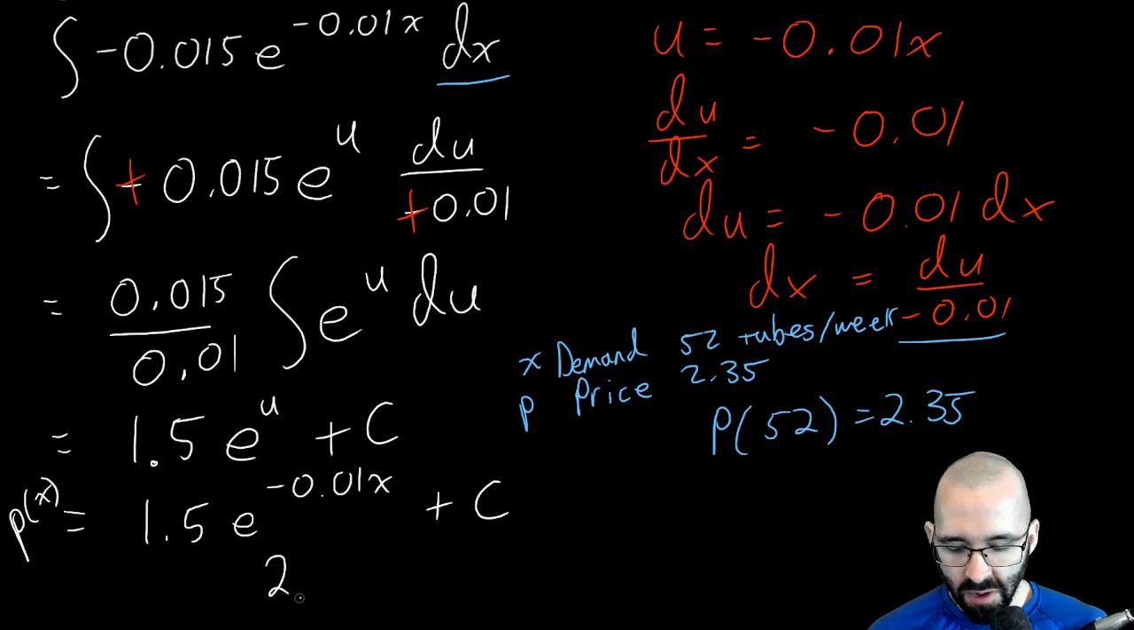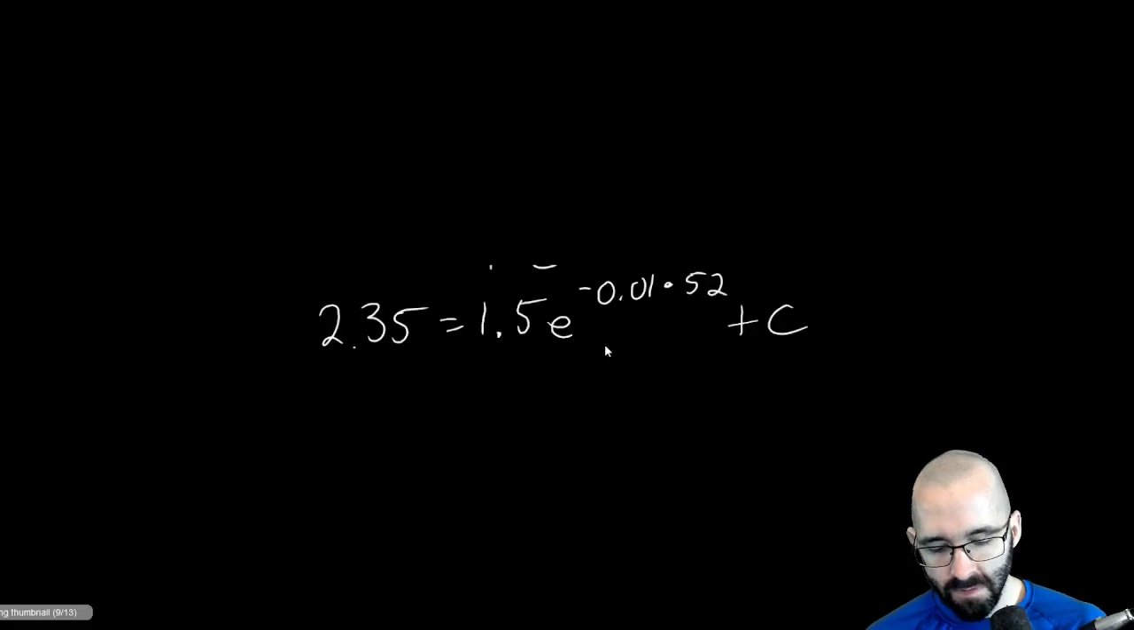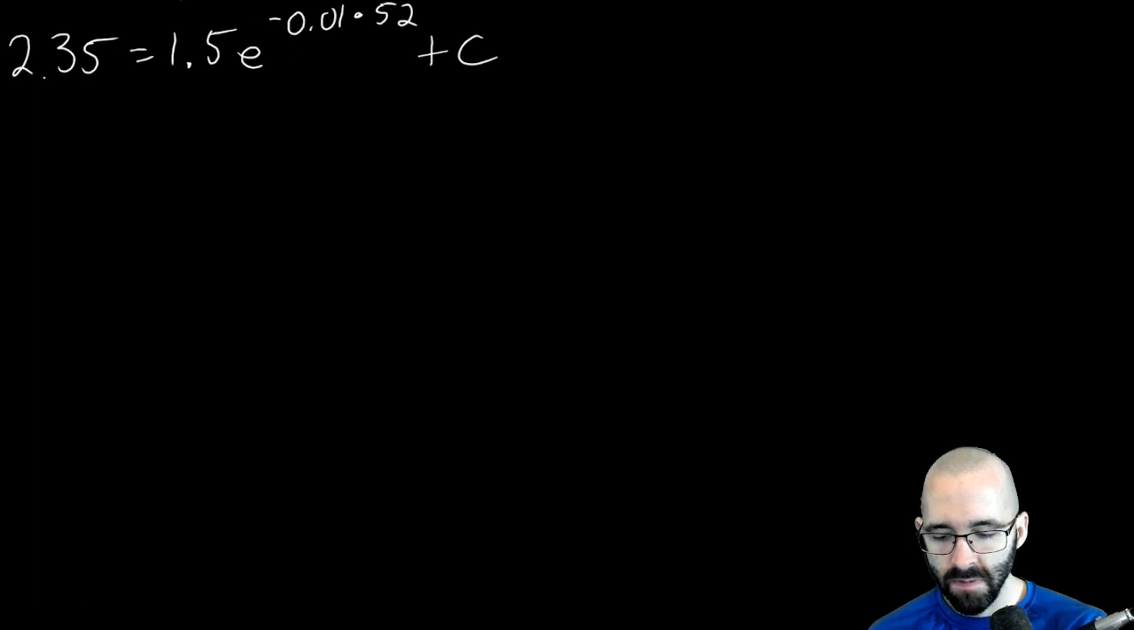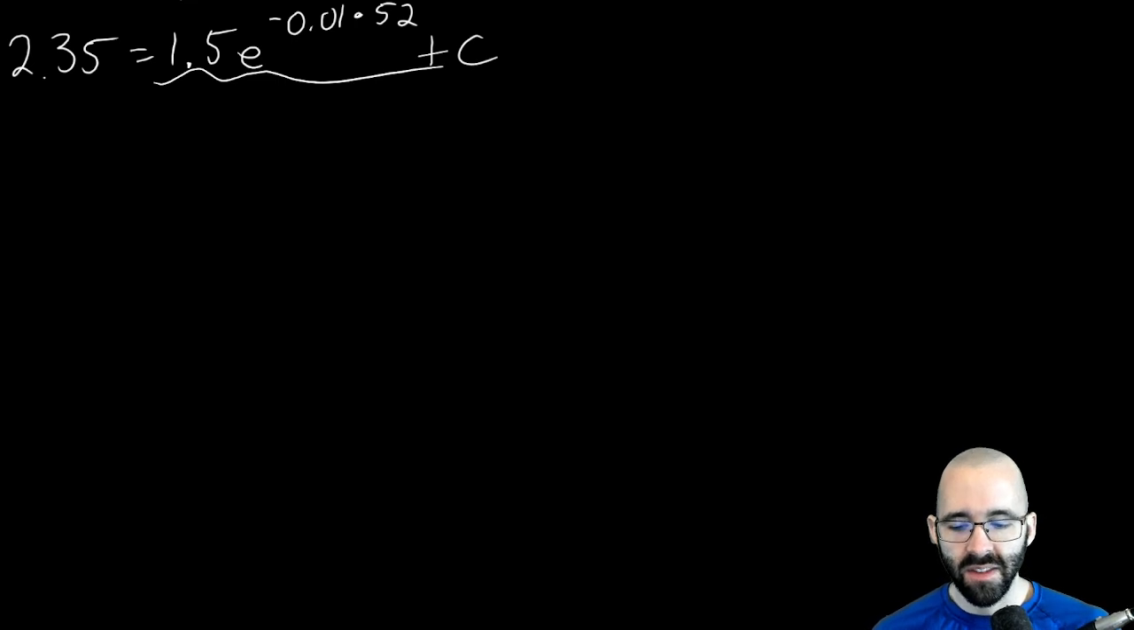So if we do that, we get 2.35 equals 1.5 e to the negative 0.01 times x, which in this case is 52, plus C. Solve for C. You have to be very careful. Actually, no, you don't have to be that careful. This is just a number. Take 235, subtract that number, and you'll get your answer.